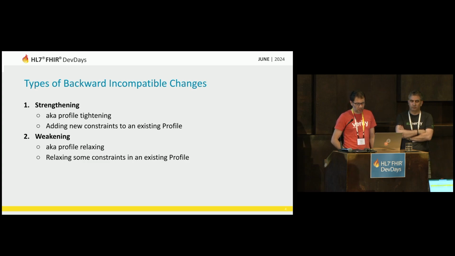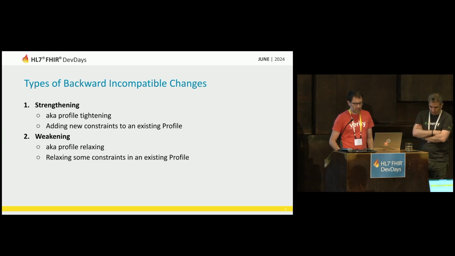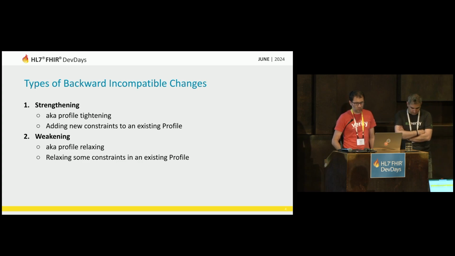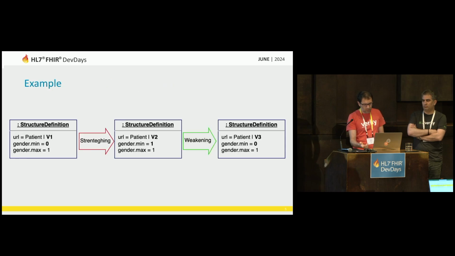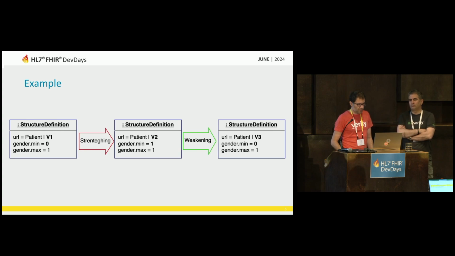And then we have weakening changes, which is kind of the opposite of the first category. Usually we remove some existing constraint from a profile. So again, you can imagine that we have a required field and we modify it to be optional. So here is a simple example. Imagine we have a patient profile at V1, the gender field is optional, and then due to some requirement, we modify it to required at version 2.